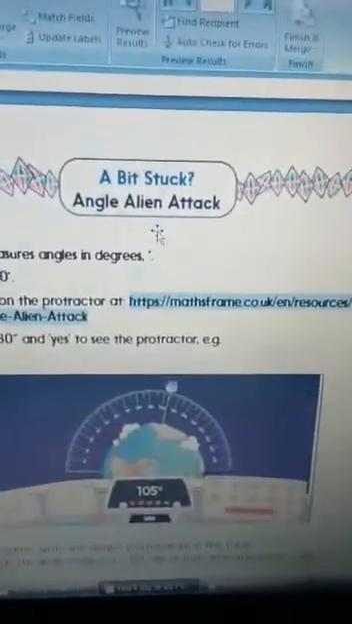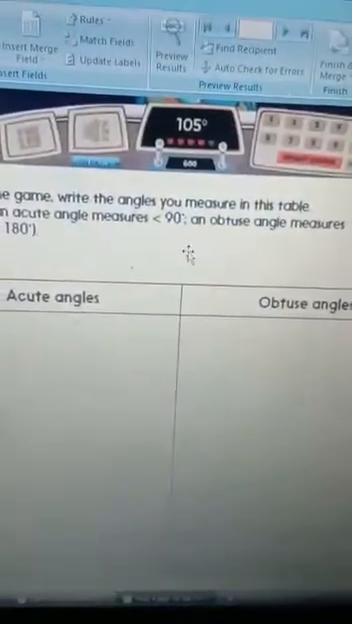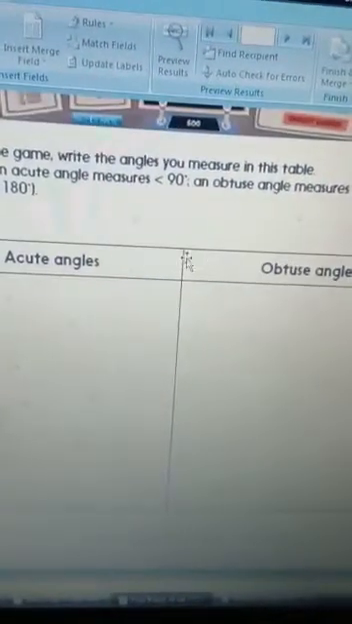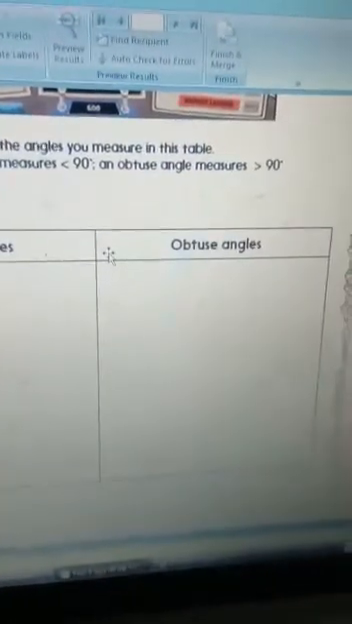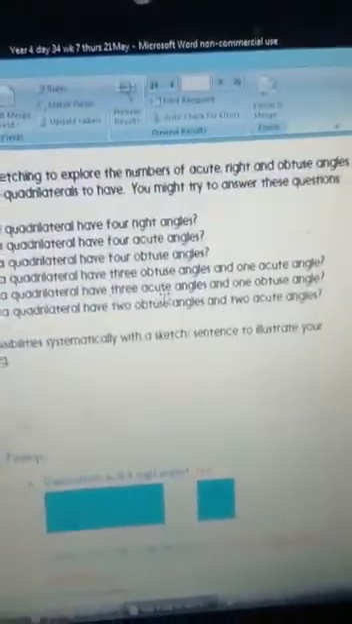There's the answers. Right, and then for a bit stuck, alien attack, where you go back to that website and you can use protractors and you can record your work in these 2 columns in this table. Then we've got an investigation, quadrilaterals and their angles. Read through and you can record your work like so.